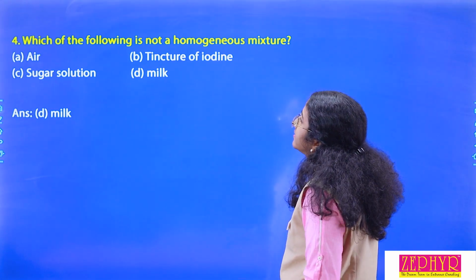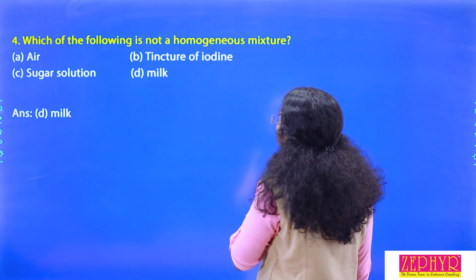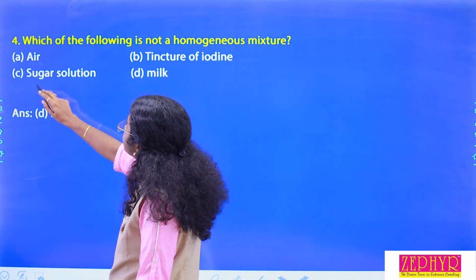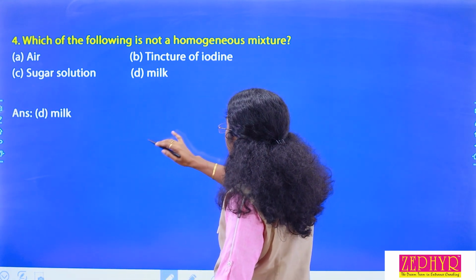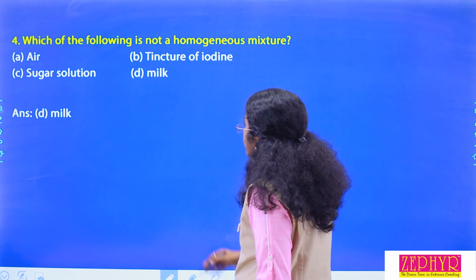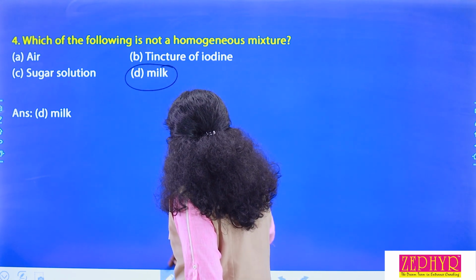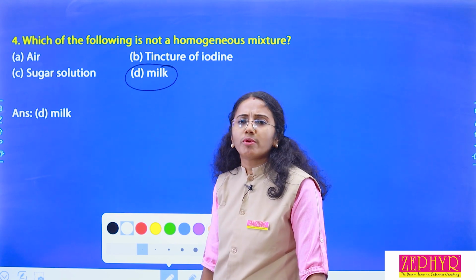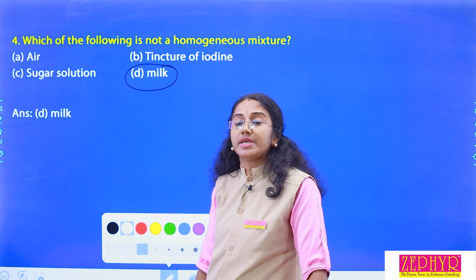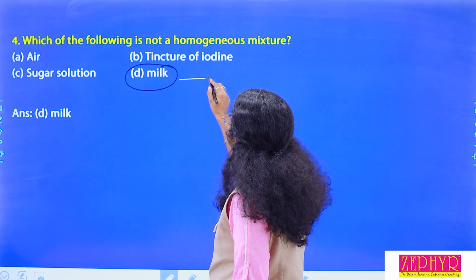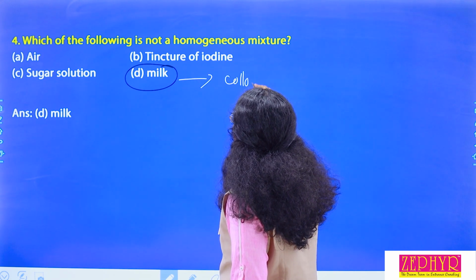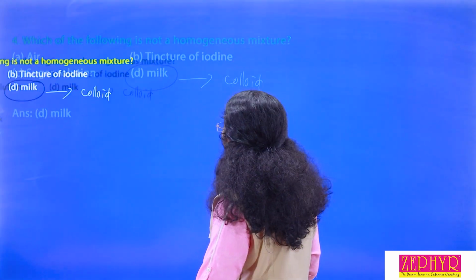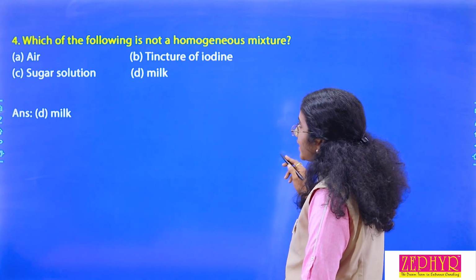Then fourth one, which of the following is not a homogeneous mixture? Air is a homogeneous mixture. Sugar solution is also homogeneous. Tincture of iodine is homogeneous. Milk is not homogeneous. Milk is a colloid. A colloid looks like homogeneous, but actually it is heterogeneous. Milk contains water, fat, etc. So it is heterogeneous.